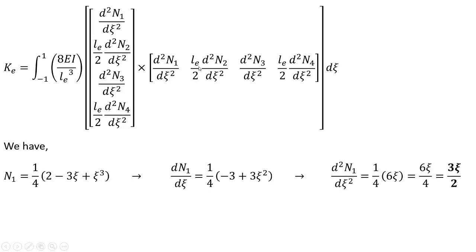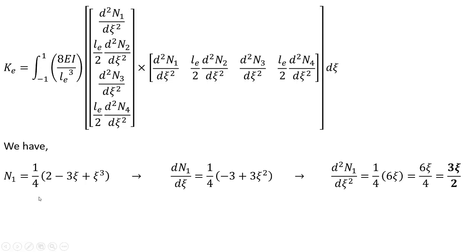Before doing the matrix multiplication, let us substitute the value of d square n1 divided by d zeta square. I know the value of n1 in terms of zeta, that is my shape function for node number 1 for vertical displacement, n2 is the shape function for slope at node number 1, n3 is the shape function for vertical displacement at node number 2, and n4 is the shape function for slope at node number 2. So let us differentiate this n1 with respect to zeta twice. This is my n1 equation.